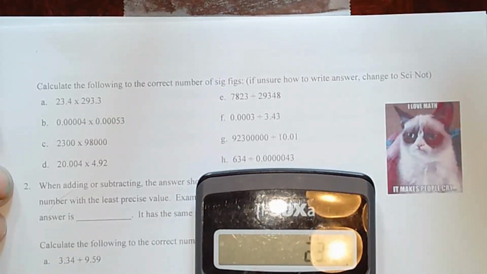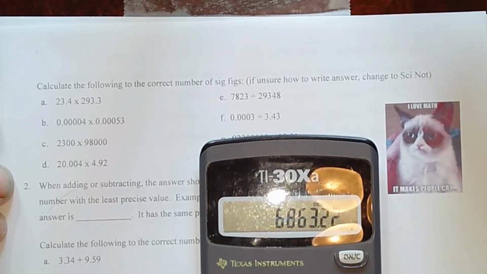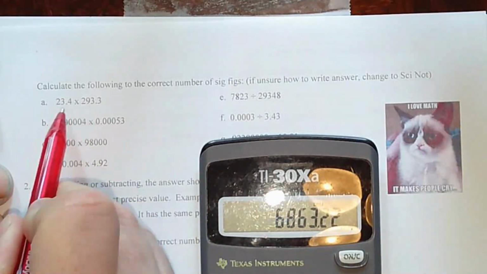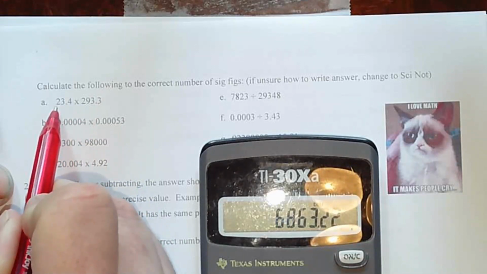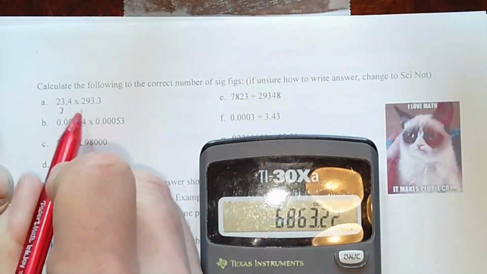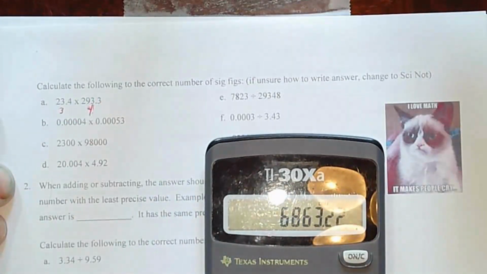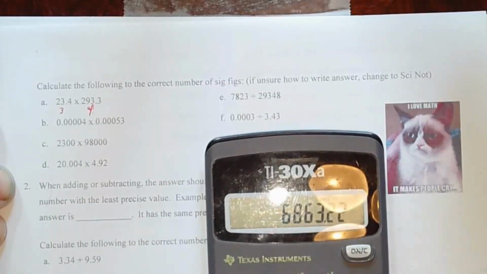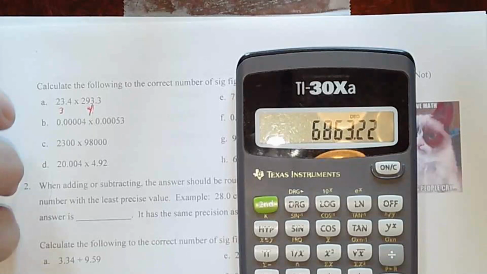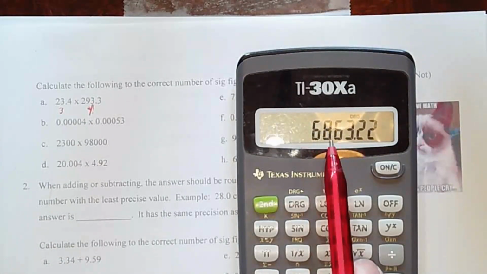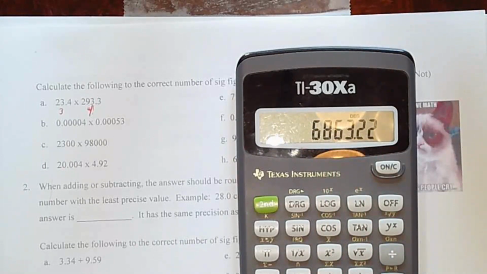With this next one, 23.4 times 293.3, your calculator gives you a number which has all sorts of significant figures. But we have to look at which one has the least number of total significant figures. This one has 3, and this one has 4. So our answer has to be rounded to 3 significant figures. That means that if we count over from the left, 1, 2, 3, we have to round to the nearest 10.